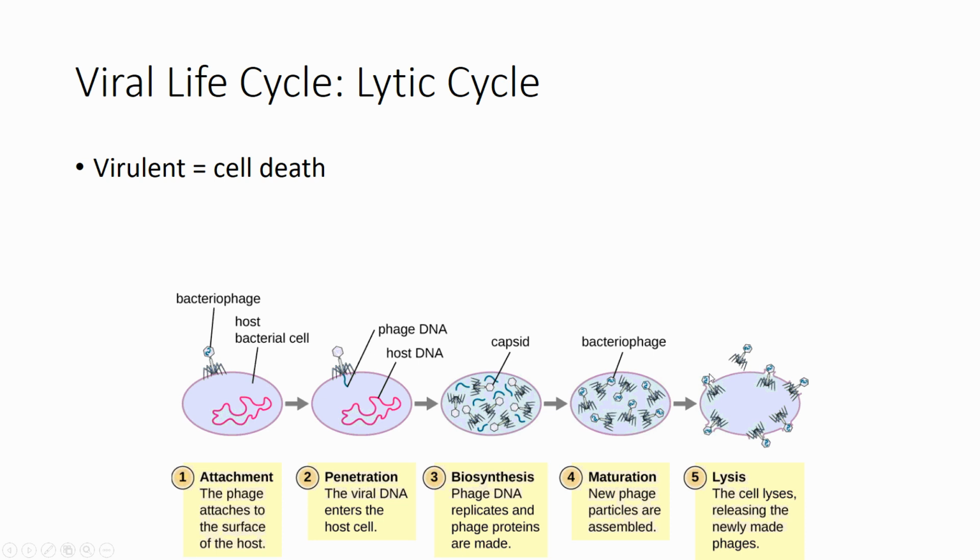So end result, one bacteriophage infects one cell, that one host cell dies, releasing many newly formed viruses. So the lytic cycle, as I said, is kind of a good starting point. It's the simplest way we can see reproduction with viruses.